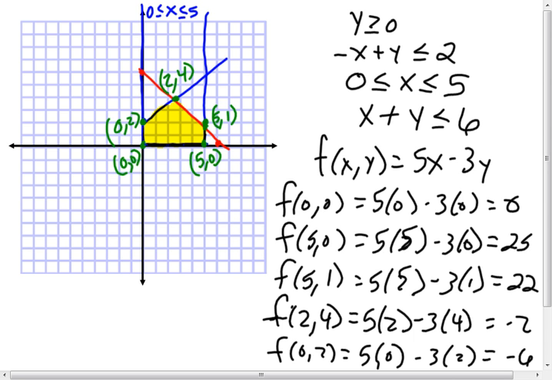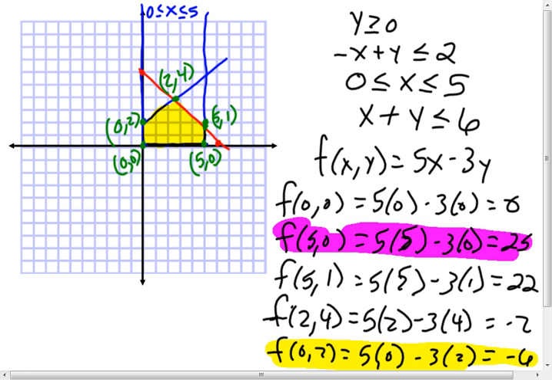So if we're looking at minimum and maximum values, the minimum value, I'll put in yellow, would be negative 6. So it would be at that point 0, 2. The maximum value is 25. That would be the one in purple, f of 5, 0.